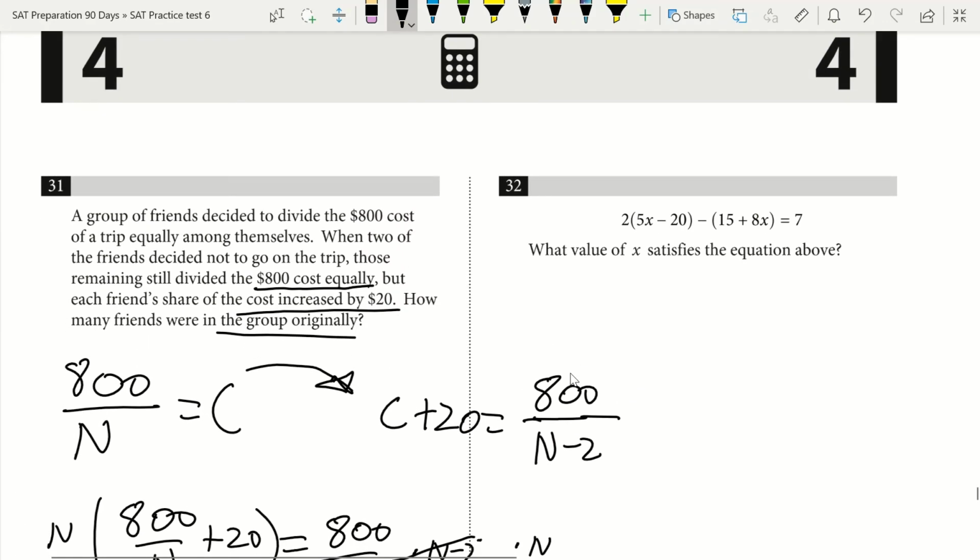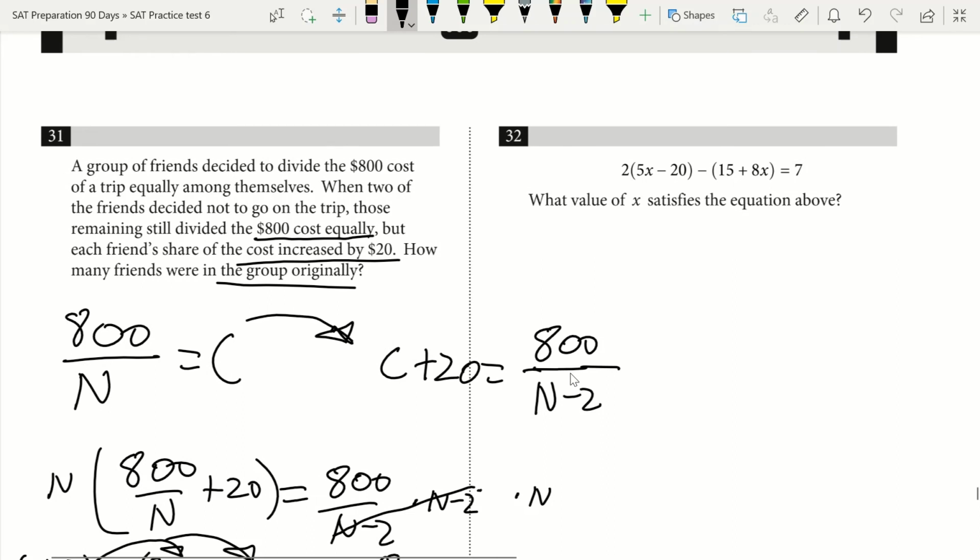All right, at this point we move to 32. What value of x is satisfying the equation above? Well, we've got 2 times 5x right here. We're just going to have to distribute and then solve for it. So we have 2 times 5x, that's 10x.